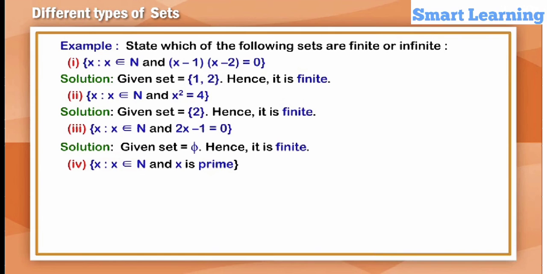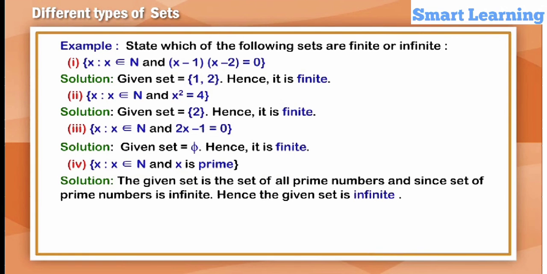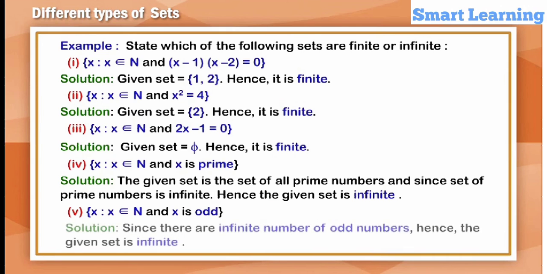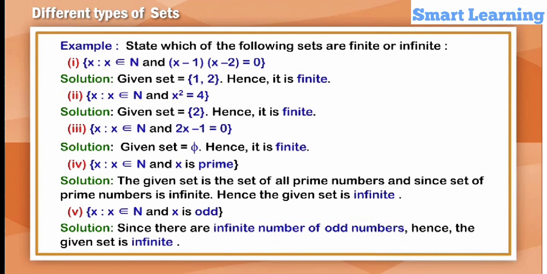4. {x such that x belongs to N and x is prime}. Solution. The given set is the set of all prime numbers, and since the set of prime numbers is infinite, hence the given set is infinite. 5. {x such that x belongs to N and x is odd}. Solution. Since there are infinite numbers of odd numbers, hence the given set is infinite.